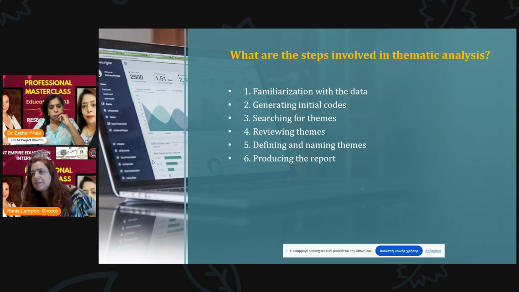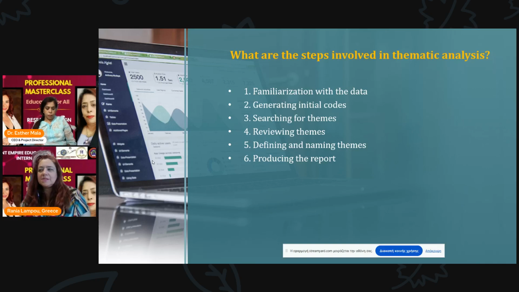These 6 steps. First, we need to be familiarized with the data. So immerse ourselves in the data to gain a deep understanding. How? By reading and rereading transcripts or documents, and by noting initial ideas, observations, or potential patterns.